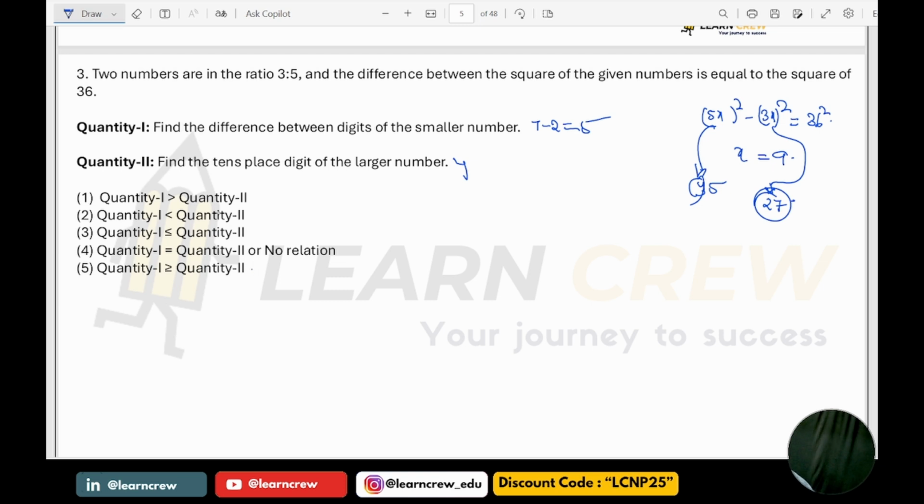Question 44, what is the answer? Quantity 1, 7 minus 2 is 5, and quantity 2 is 4. So quantity 1 is greater than quantity 2.